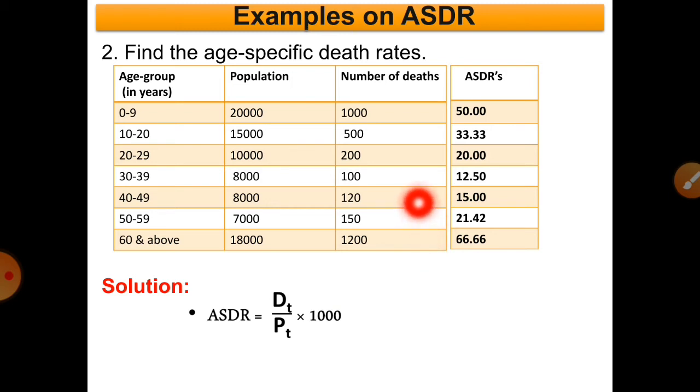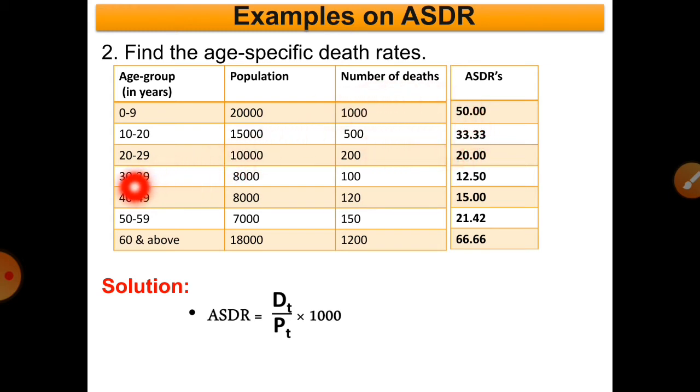Here we are going to find ASDR age wise. ASDR for the age group 0 to 9: the total population is 20,000 and number of deaths is 1000. So 1000 divided by 20,000 into 1000 is equal to 50. So in the age group 0 to 9, the ASDR is 50. Now let us solve ASDR for the age group 10 to 20: 500 divided by 15,000 into 1000 is equal to 33.33.